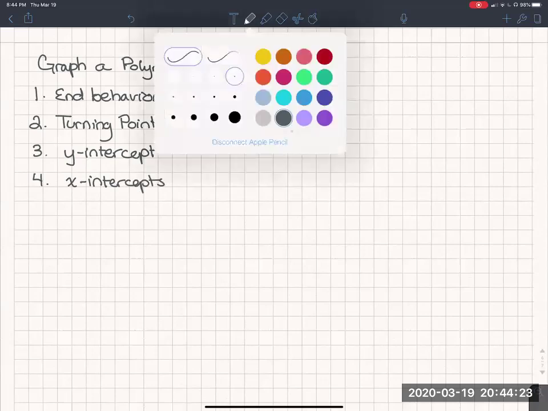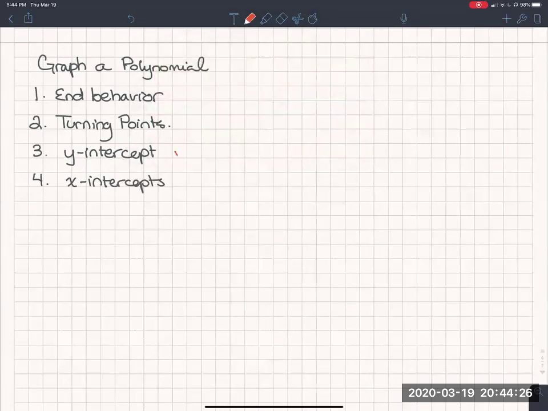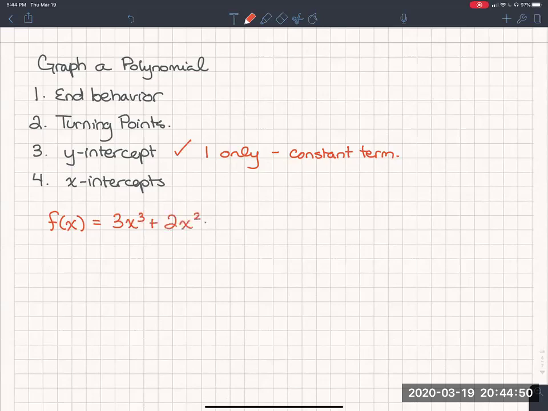Now, remember, in a function, you will only have one y-intercept. And the y-intercept is usually your constant term. So for example, if I have a function f of x equals, say, 3x cubed plus 2x squared minus x plus 4, my y-intercept is simply the constant term, so in this case, 4. So the y-intercept is (0, 4). That means this graph will cross the y-axis at (0, 4).